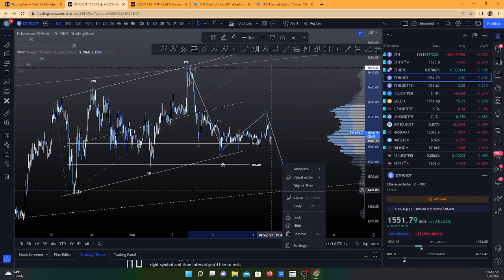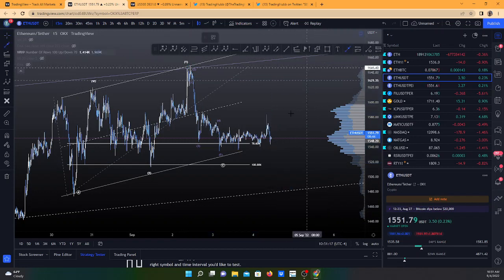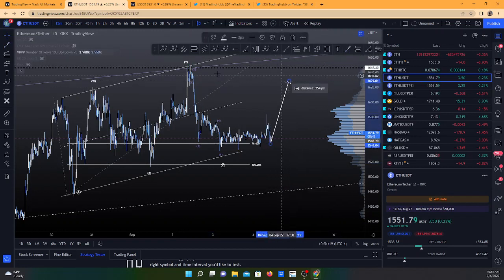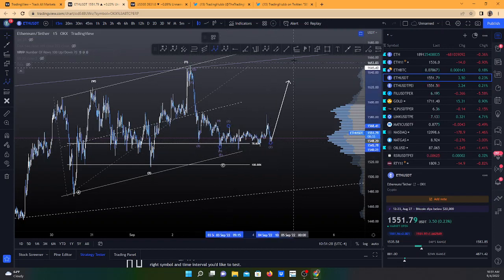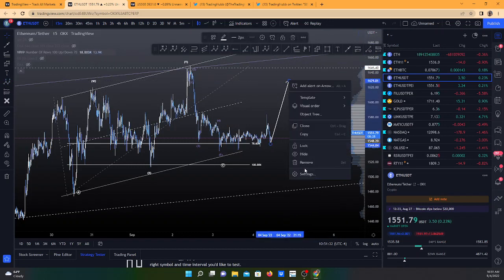I would prefer this to get moving here. This count to me would have the cleanest look. ABC completed here, sideways shitty 2, and then we've started working on the C wave. I am not very confident in that yet.